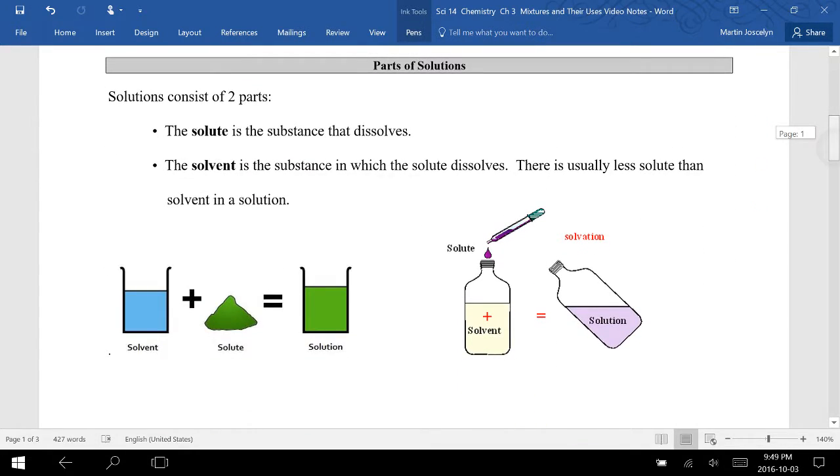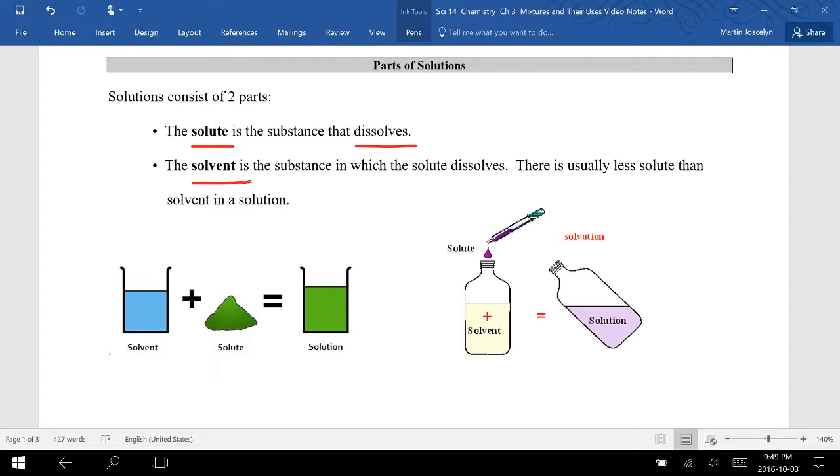Now we have different parts of solutions. So solutions consist of two parts. The first part is called a solute. And this is the substance that dissolves. Okay, the solute dissolves. Then we have a solvent. And that is the substance that the solute dissolves into. So there's usually less solute than solvent.